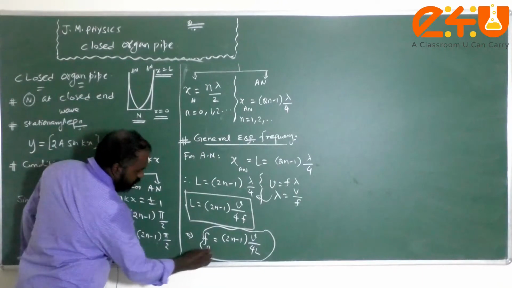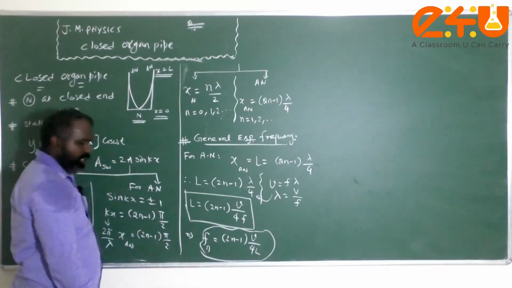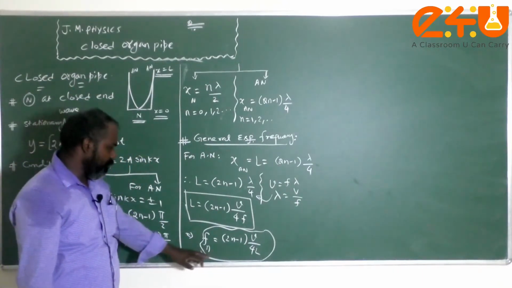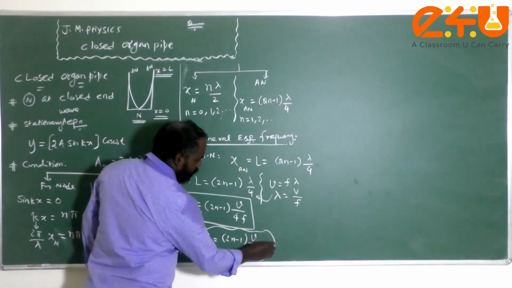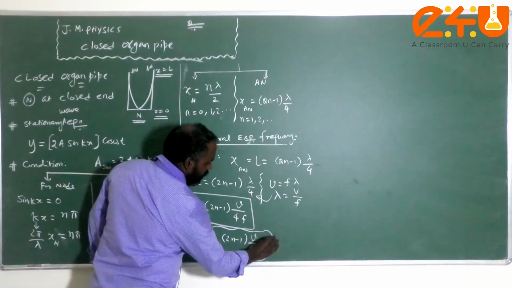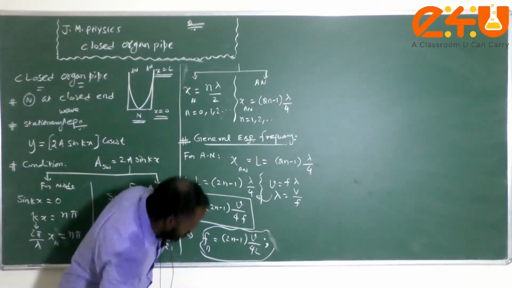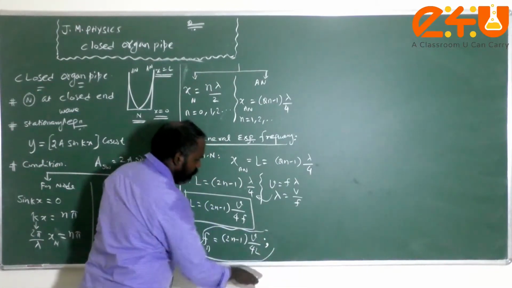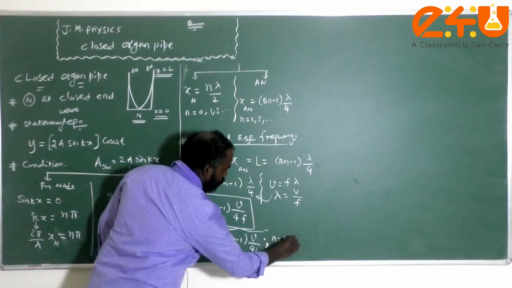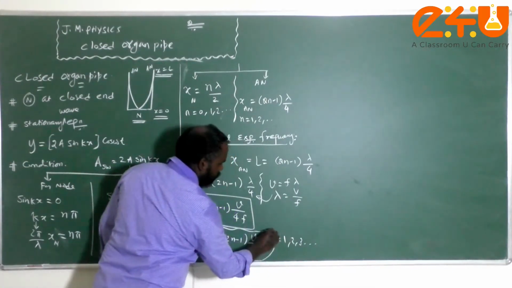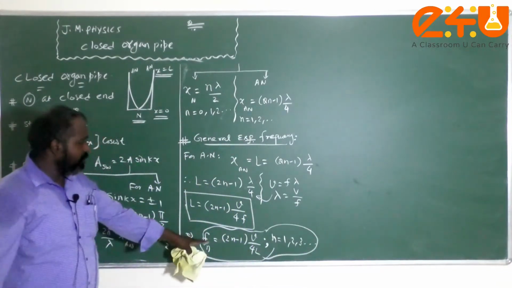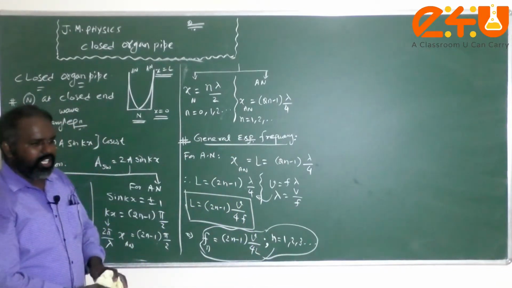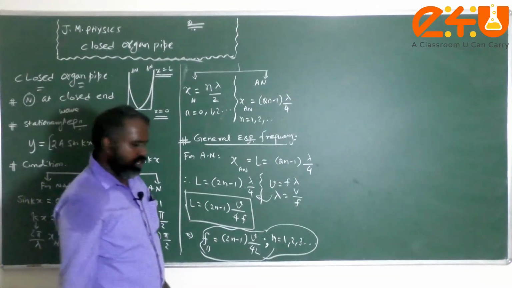I can put indices as n equal to 1. Therefore Fn is equal to (2n minus 1) V by 4L, where n, the running index, is equal to 1, 2, 3, etc. So this is the very general expression for the frequency of the standing waves generated in the closed organ pipe.